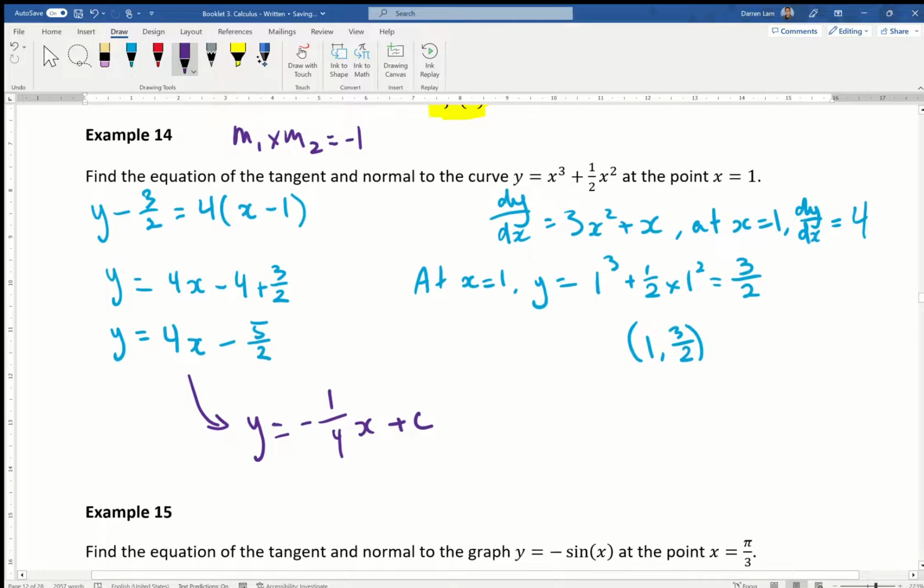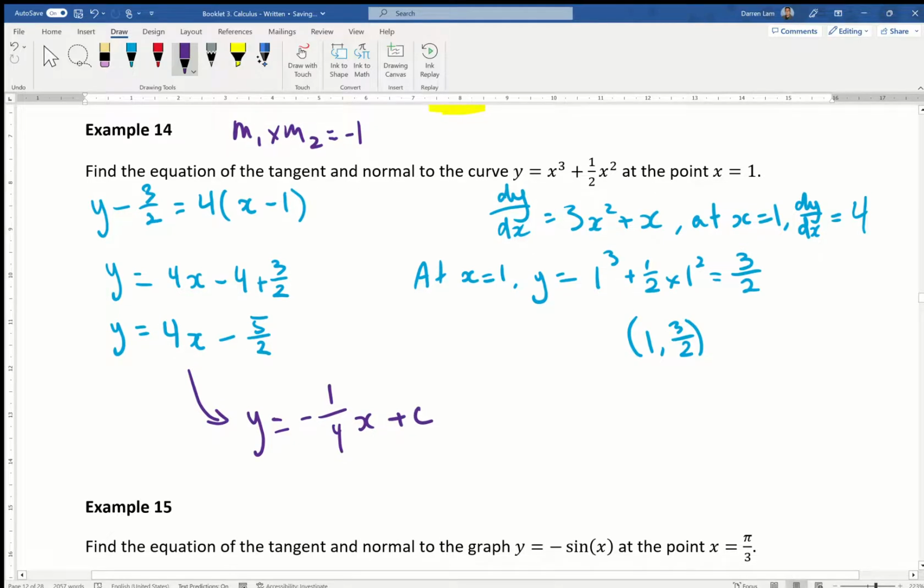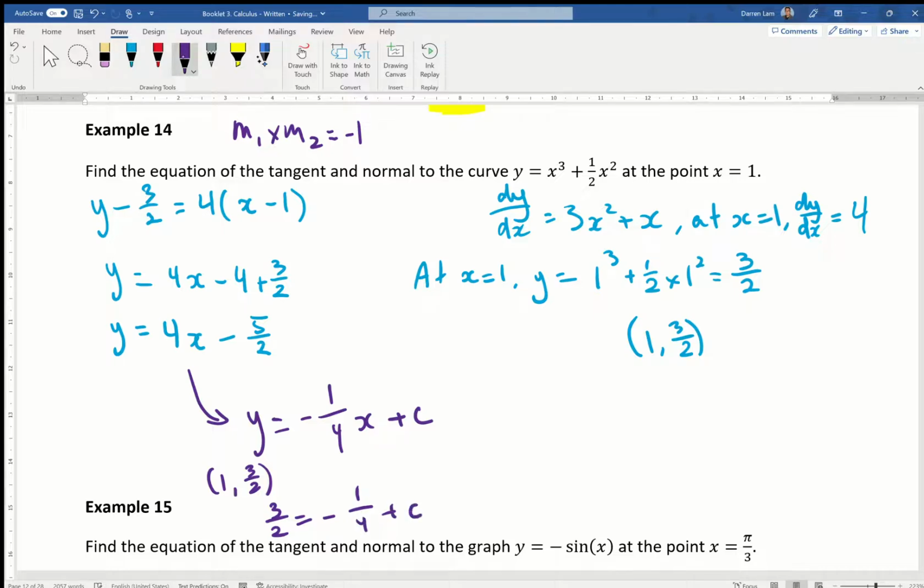I'm going to use this form, though using the formula is perfectly fine. I'm going to substitute 1, 3 over 2, because it's the same coordinate. And there we get 3 over 2 equals negative 1 over 4 plus c, which, if I add 1 quarter on both sides, gives 7 over 4 equals c. Therefore, it's y equals negative 1 quarter x plus 7 over 4.